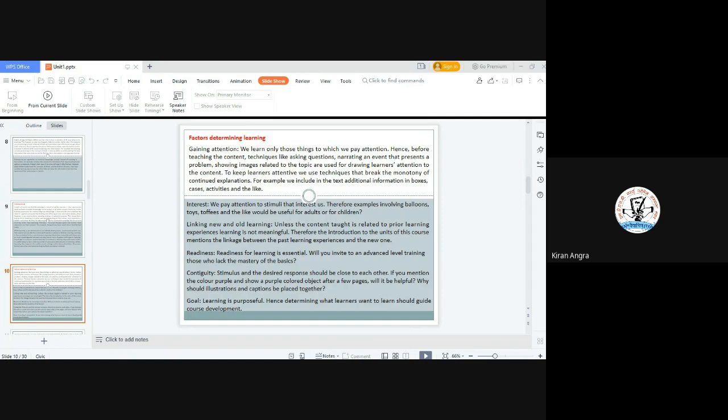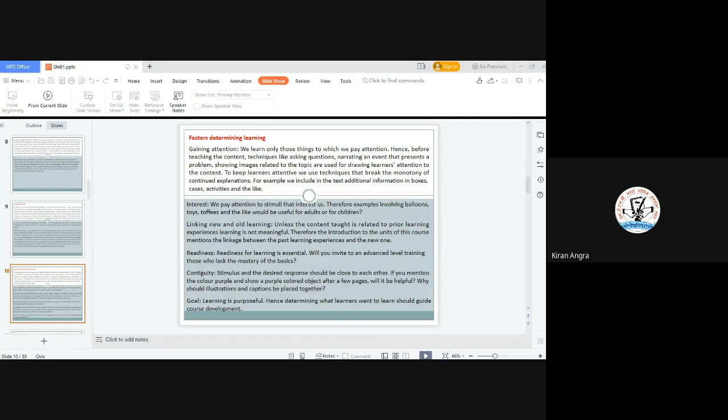Another is contiguity. Sometimes you see the stimulus is there, but if the desired response is not given immediately, the student loses interest. Suppose we are asking a student what a purple color is, but it is not shown on the same page or the next page, but is shown after four or five pages. The child loses interest. So there has to be contiguity.